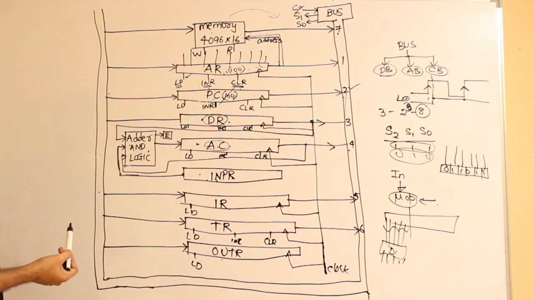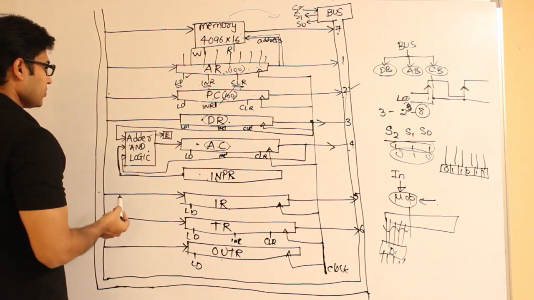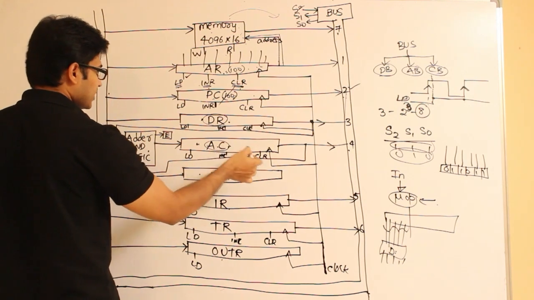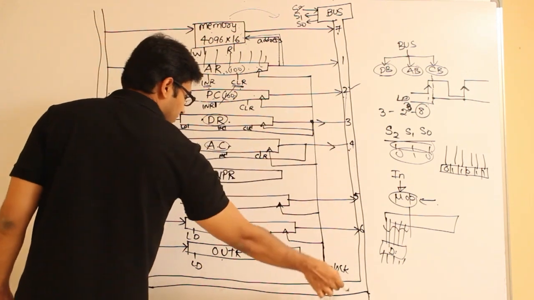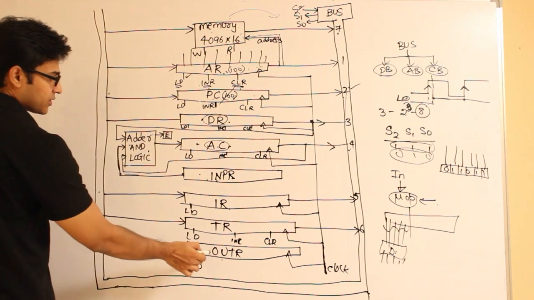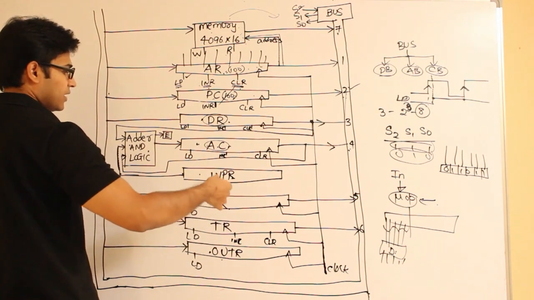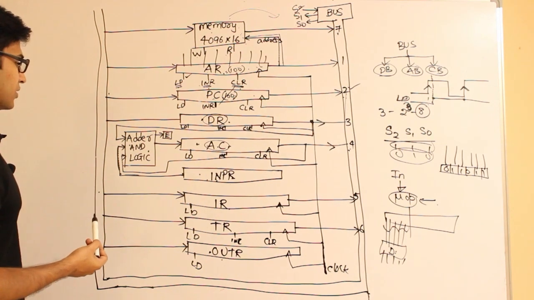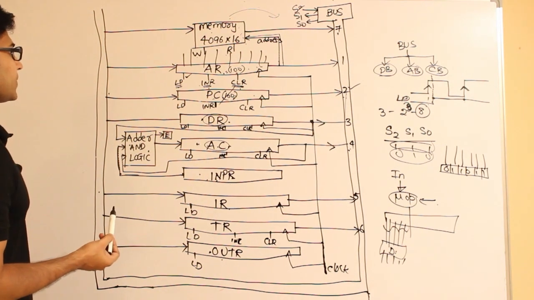Got it? And similarly, if you have to write something to output, you can write directly to AC. From AC it has to get on to the bus, and from the bus it has to get on to the output register, and the output register will be directly connected to the output device, either a screen or a printer. Got it?